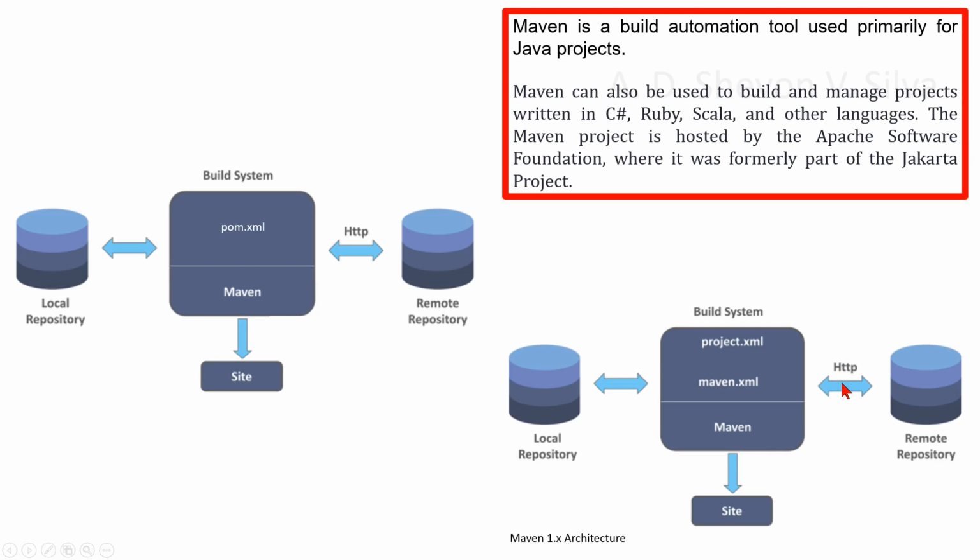HTTP is connected back and forth during the interaction between build system and remote repository. Build system is connected to site here.